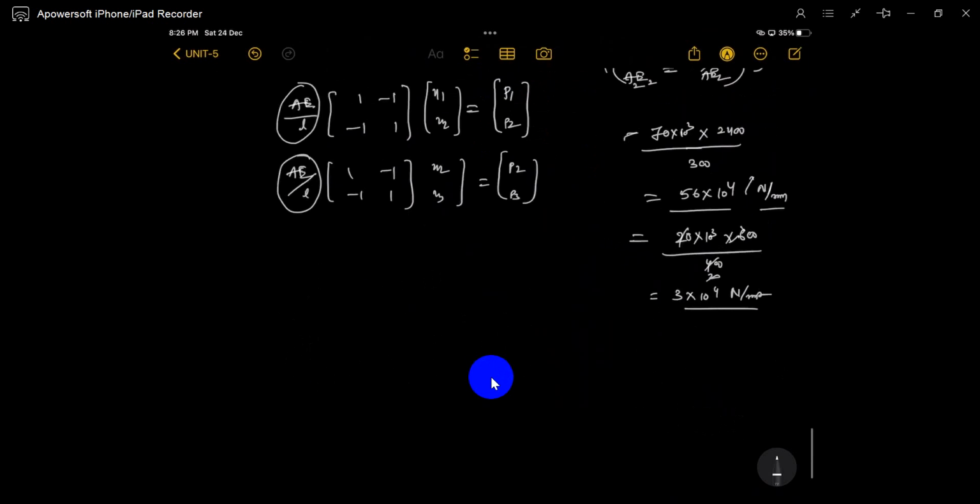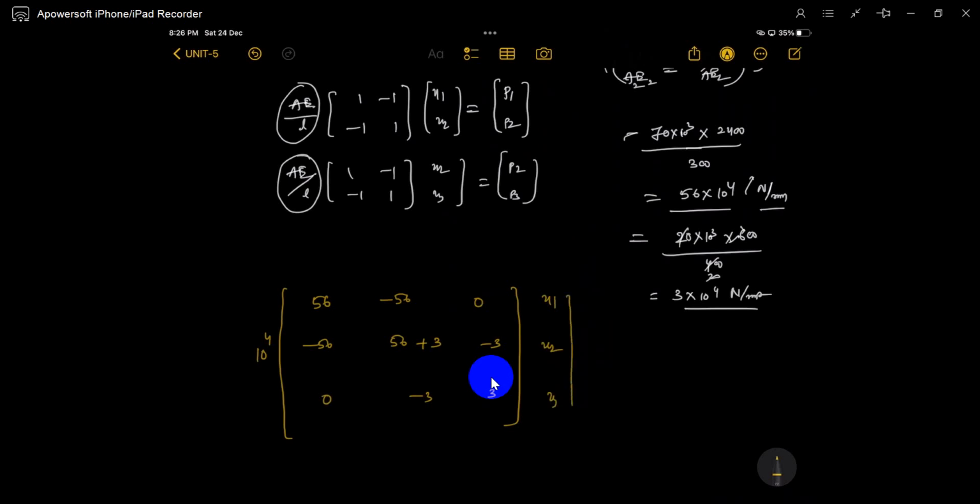So I will write the global matrix directly. You can write it. 10 power 4 I put outside: 56, minus 56, minus 56, plus 56. Second element adds plus 3, minus 3, minus 3, 3, 0, 0, times u1, u2, u3 is equal to p1, p2 and p3. That's it.